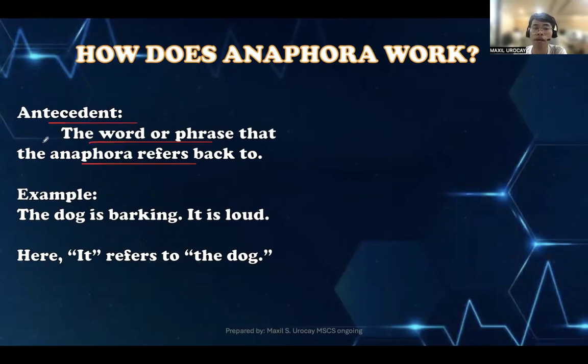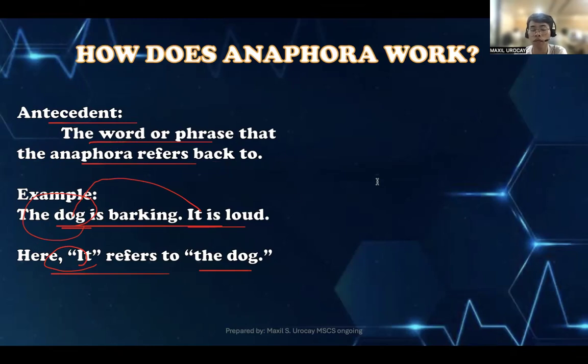So for example, the dog is barking. It is loud. So here, in that case, it is actually referring to the dog itself. Of course, if you are not using anaphora, the dog is barking, the dog is loud. That may confuse the readers, or the system, if we are trying to implement this into programming.